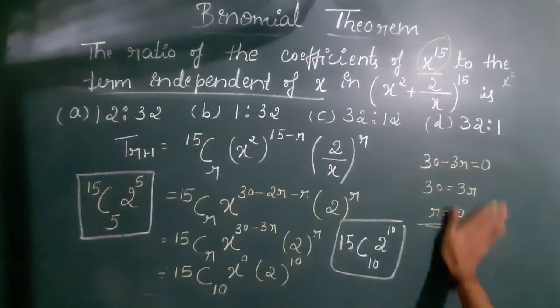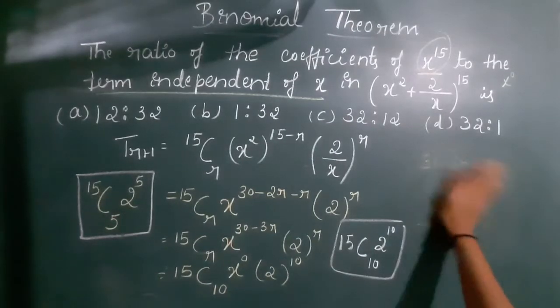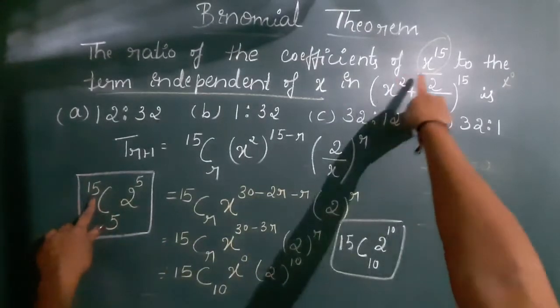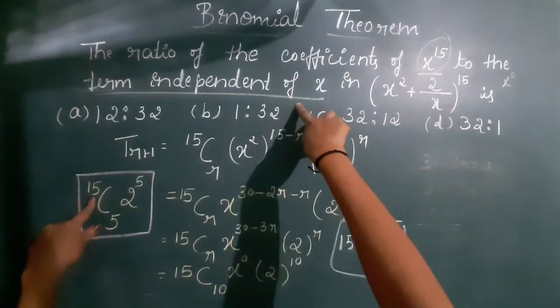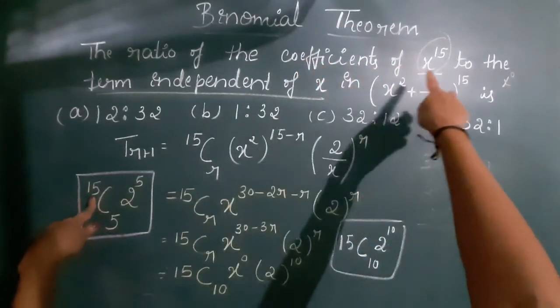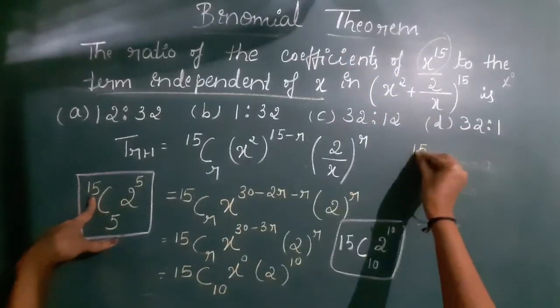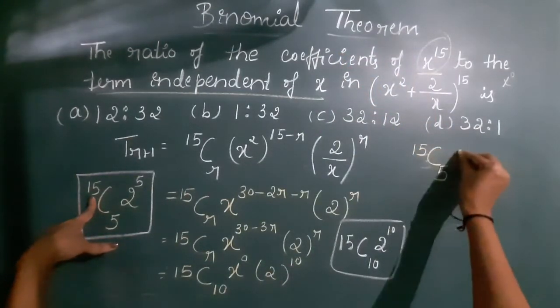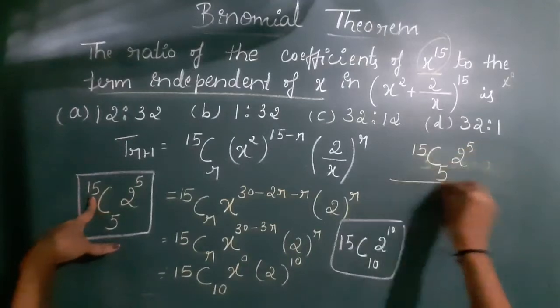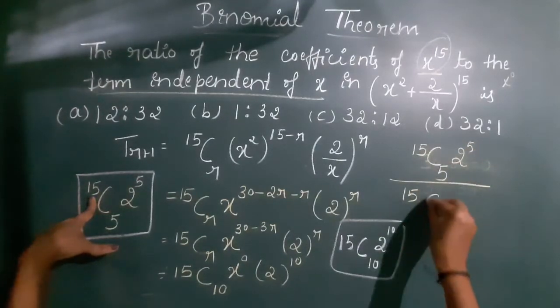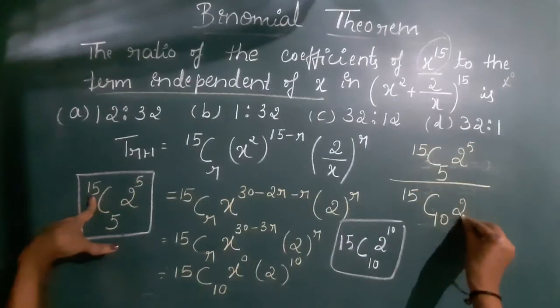Now we have to find the ratio, so we'll divide those two. Okay, see the question. The ratio of the coefficient of x to the power 15 to the term independent of x. So this is now 15C5 2 to the power 5 whole divided by 15C10 2 to the power 10.